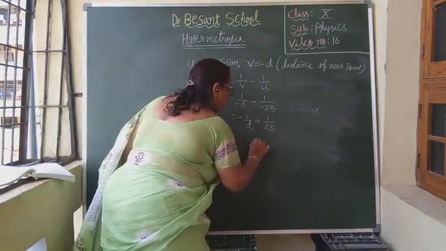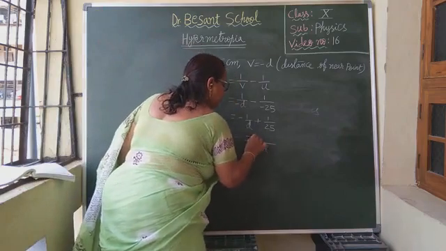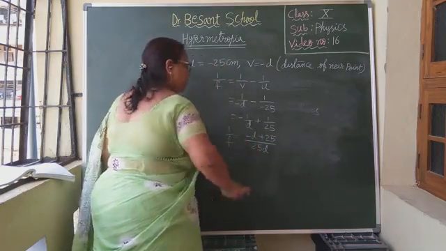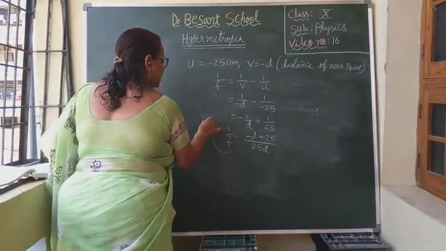LCM: 25d is the LCM. Here what will you get? Minus d plus 25, 1 by f equals. So what did we get here? Can I write it like this?